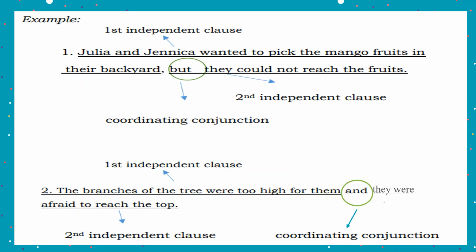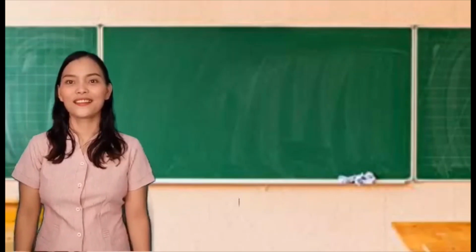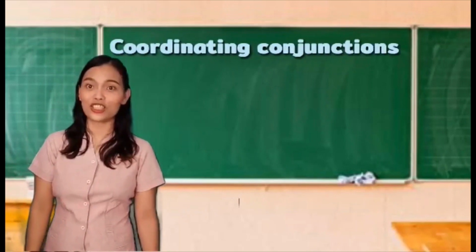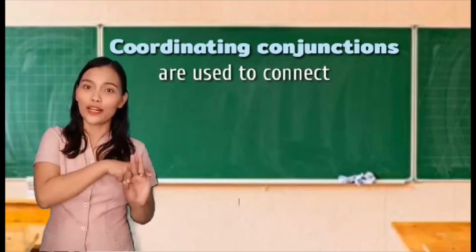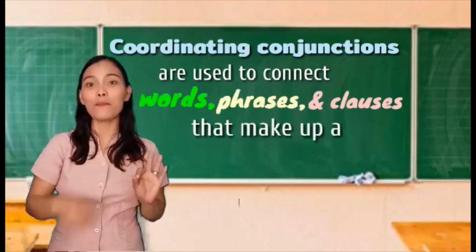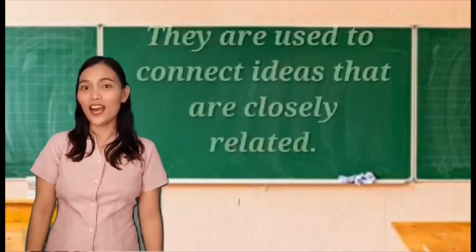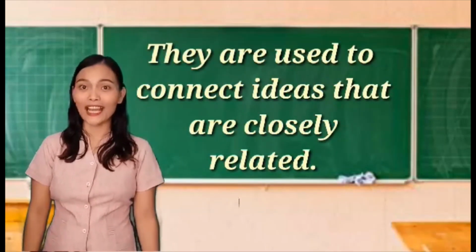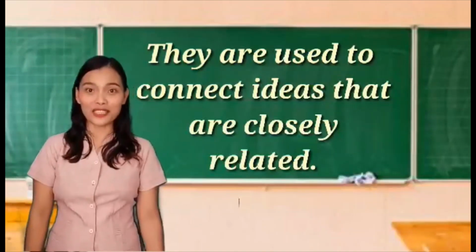An independent clause is a word or group of words which contains subject and verb and expresses a complete thought. In short, an independent clause is a sentence. Coordinating conjunctions are used to connect words, phrases, and clauses that make up a compound sentence. They are used to combine or connect ideas that are closely related.